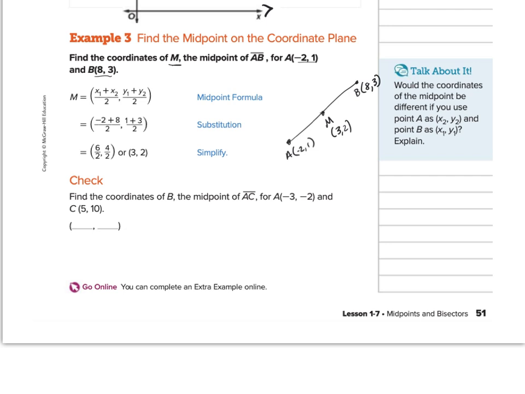So here it says, find the coordinates of B, the midpoint of AC. Okay, again, AC, I'm looking for my midpoint. A is -3, -2. C is 5 and 10. So I'm just going to use those coordinates to come up with my midpoint.